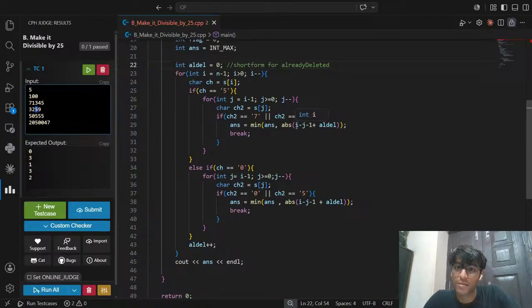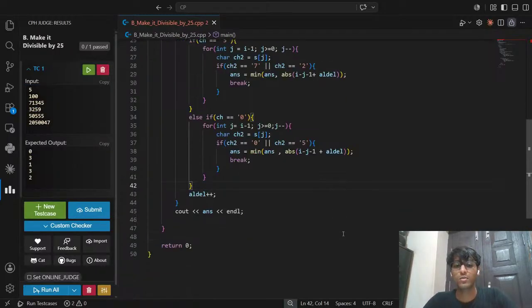Then answer is i minus j minus 1 plus rdel. 2 minus 1, which is 0, right? Because between 2 and 5, there are no characters. So that's correct. And then rdel is the first character which we already deleted, right? So that's the use of rdel in this situation.